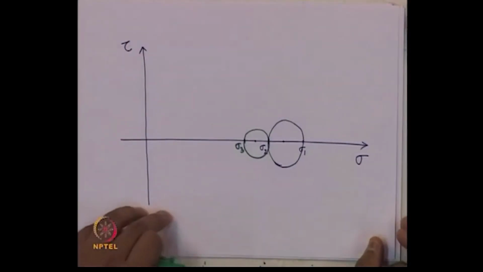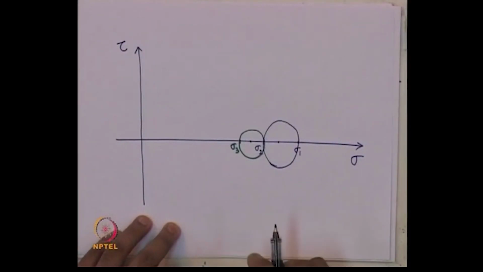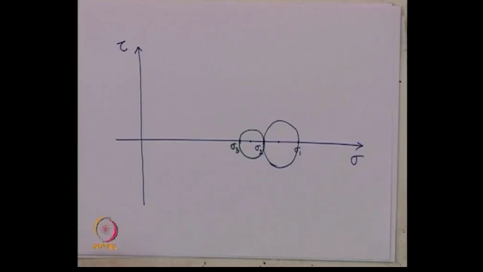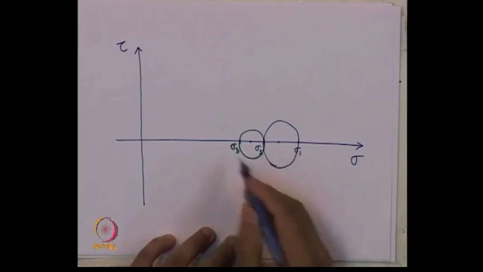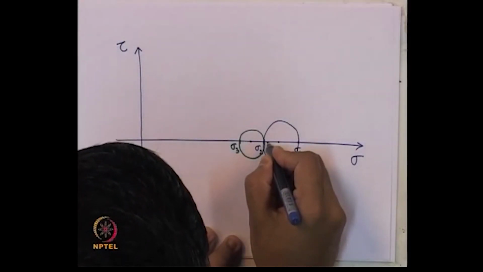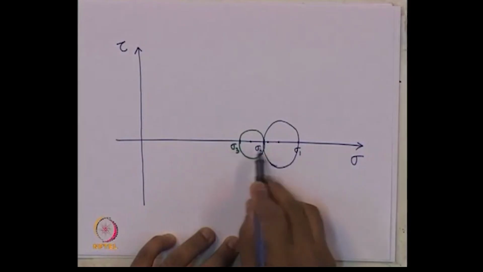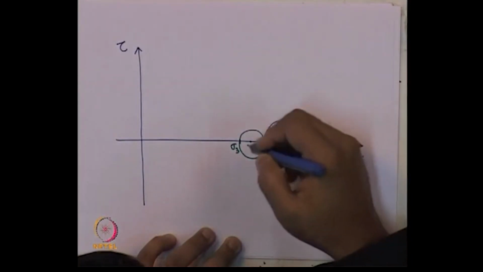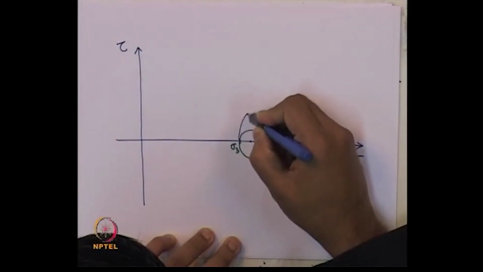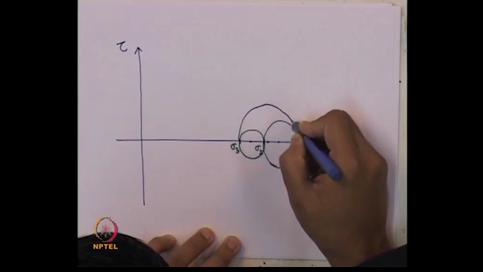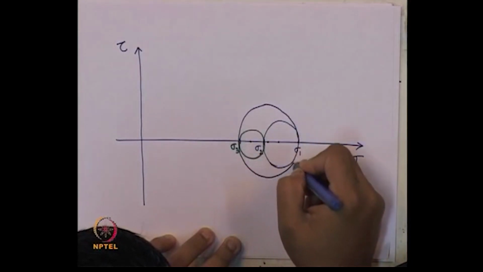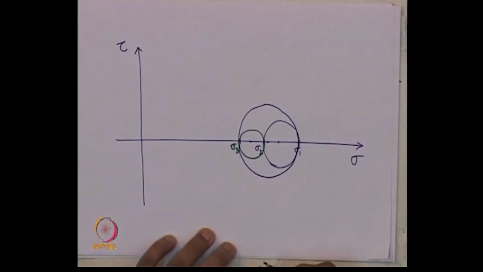Now, we can draw another Mohr circle by considering these two principal stresses sigma 1 and sigma 3, the center of which will be sigma 1 plus sigma 3 by 2, and the radius will be sigma 1 minus sigma 3 by 2. So, the third circle should be something like this.